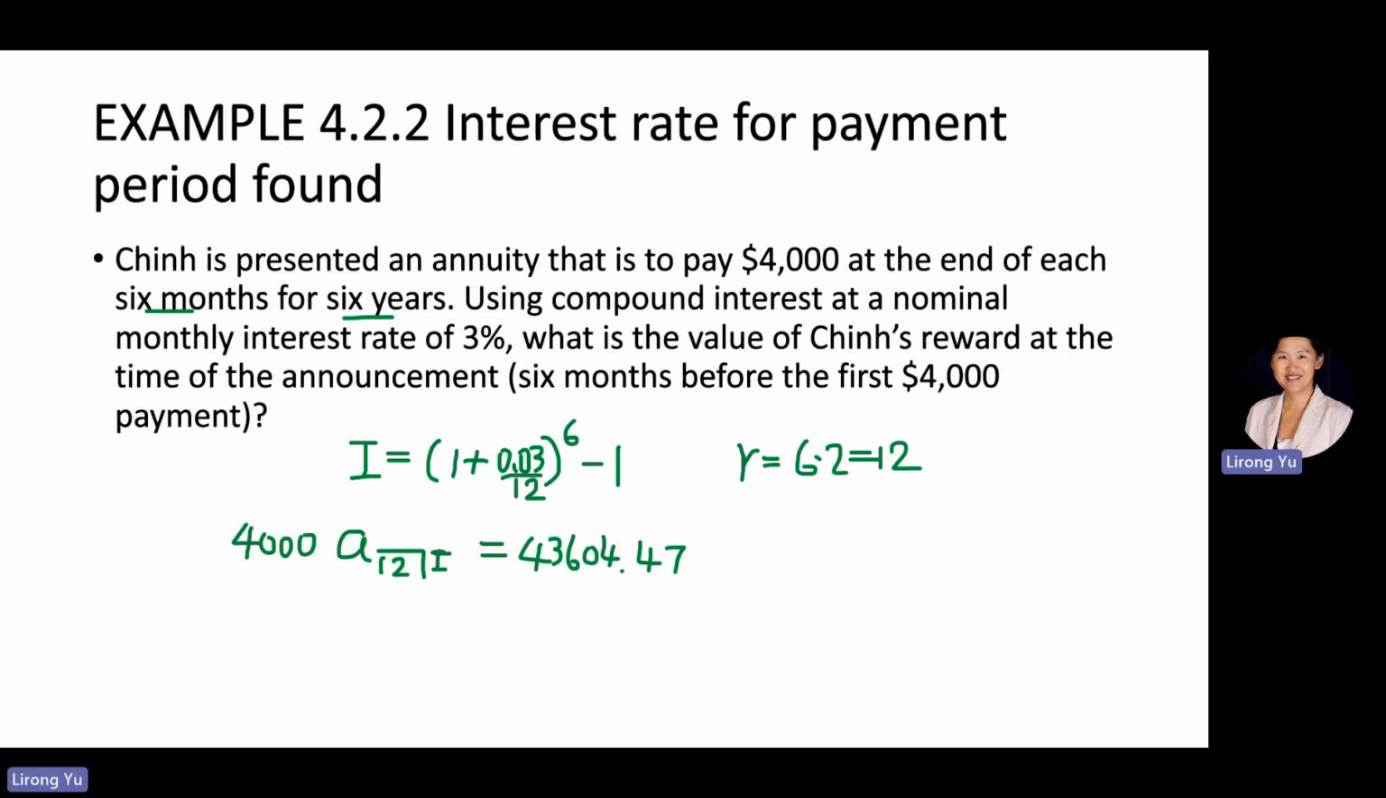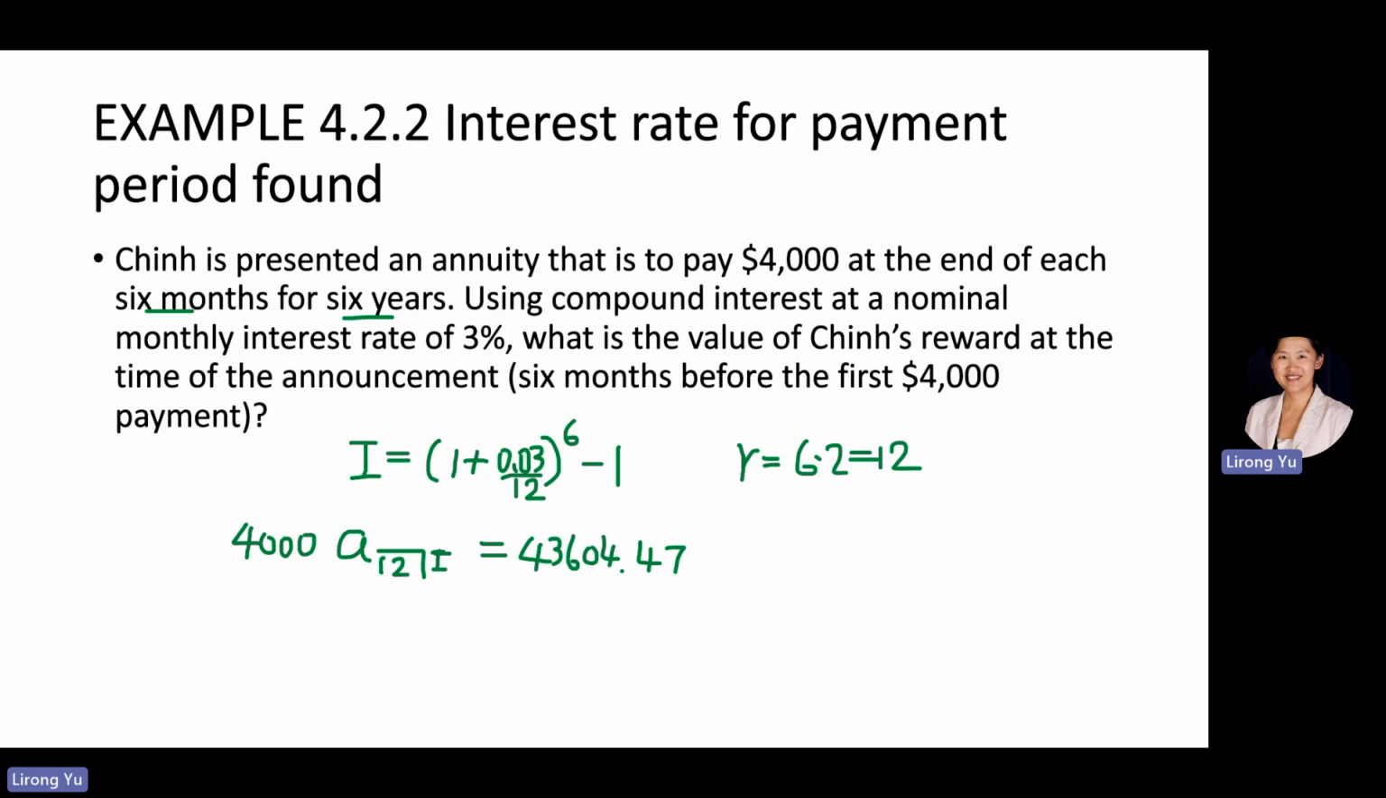I mean 0.03 divided by 12 is 0.0025. That is a monthly interest rate, and this is compounded monthly in this case because it's a nominal monthly interest. So the interest period is shorter since it's monthly. The payment period is 6 months, so we are paying less frequently than the interest period.